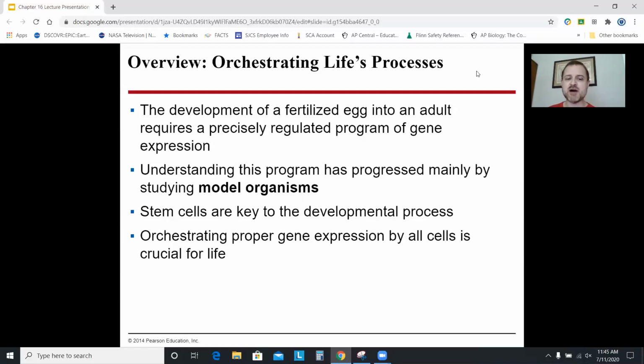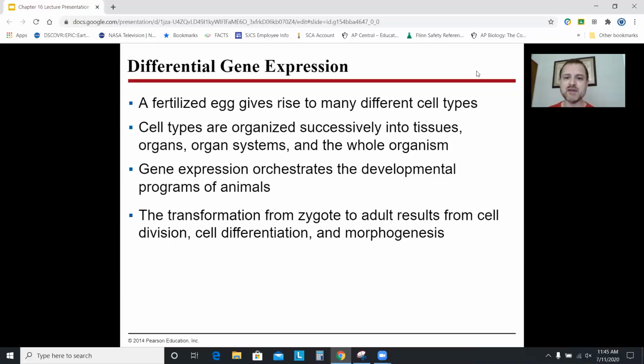So to study this, we use model organisms, things like fruit flies, to try and figure out how you can go from a zygote with all of your genes to a multi-celled organism with all of your genes in every cell, but where only certain genes are expressed at a time. Again, this slide shows these terms: cell division, cell differentiation, and morphogenesis. Obviously, cell division, you know what that means. Those are terms that we need to go through. But the idea here is that how genes are expressed changes as you go from a zygote to a multi-celled adult.